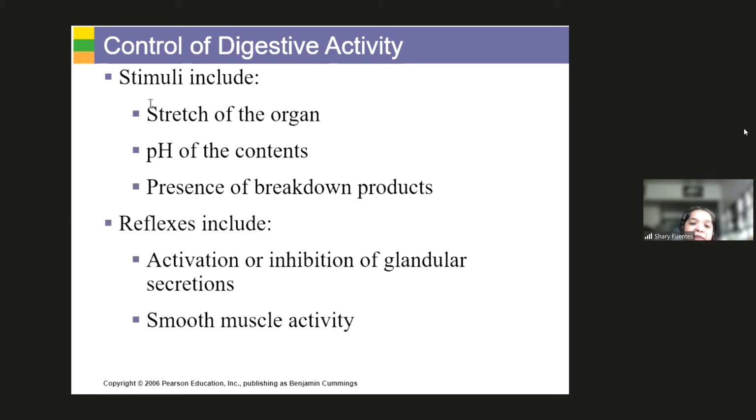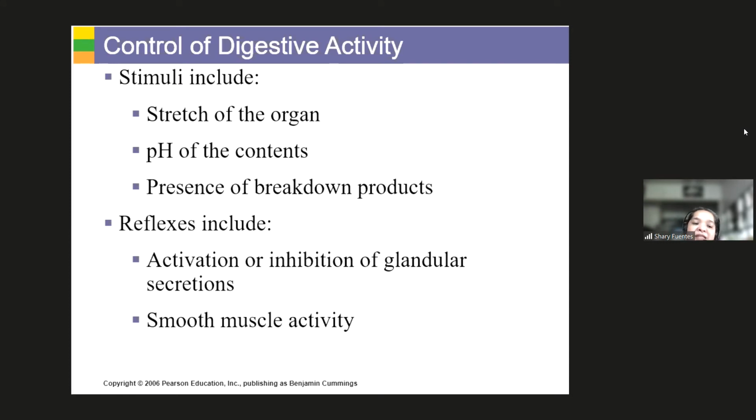So for controlled digestive activity, the stimulus is the stretch of the organ. Kasi ibig sabihin na-stretch, may laman, so magtrabaho siya. Trabaho na tayo. Okay? And of course, the pH of the contents, and the presence of breakdown products. Okay? So these are the stimuli. Pag may pagkain, may laman, stretch, at the same time the pH of the contents, they will stimulate your digestive activity. And the reflexes would include activation or inhibition of the glandular secretions, and of course smooth muscle activity, because this is something automatic. We cannot control this one. Automatic siya.